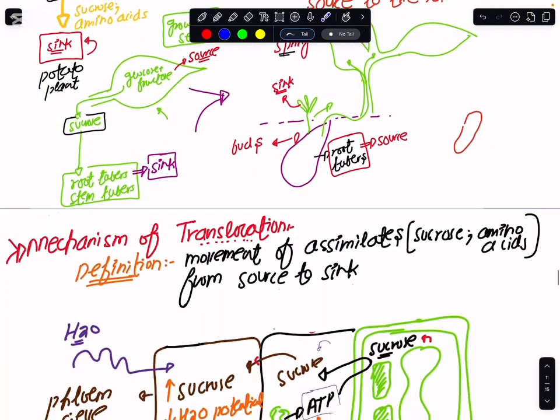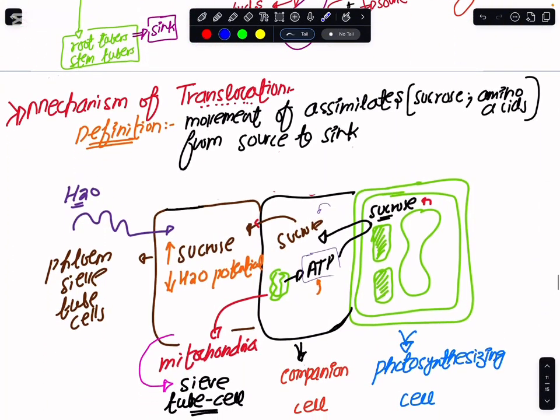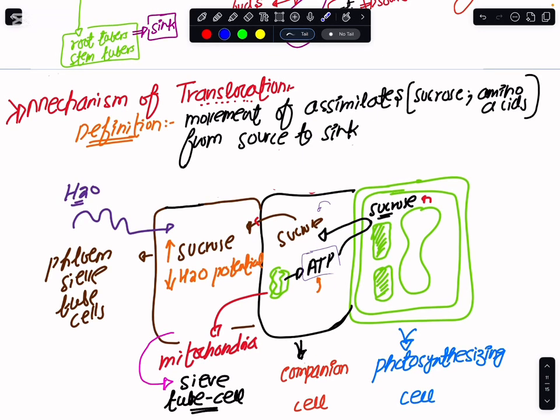So here we would see how this mechanism of translocation is brought about. Now, the word translocation is the movement of the assimilates, and by assimilates what we mean is the sucrose and the amino acid, when we move them from the source to the sink. This is referred to as translocation.